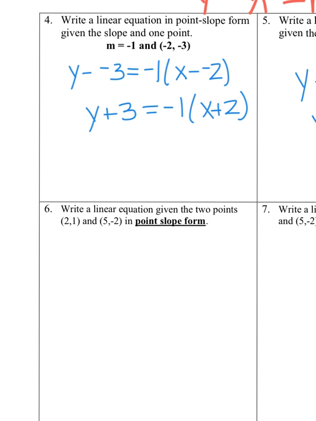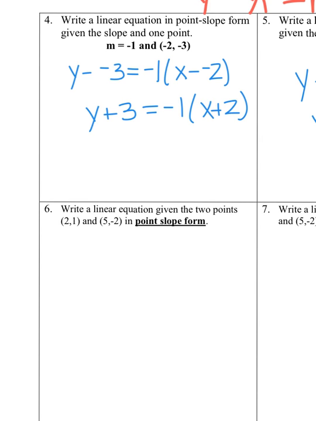Now, notice I didn't simplify any further. I'm not distributing that -1. I'm not bringing the +3 over to the right side. If we start to distribute or simplify, we're taking it out of point-slope form and turning it into slope-intercept form, which this question is really just looking for point-slope form. So it's a way to write the equation, and we want to be specific about how we're writing it.